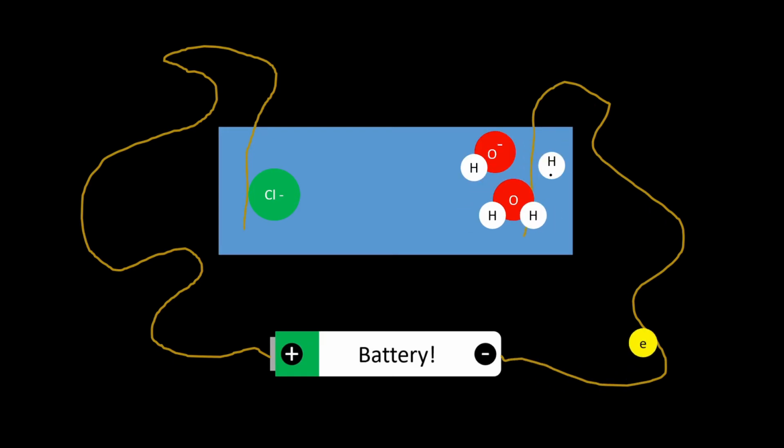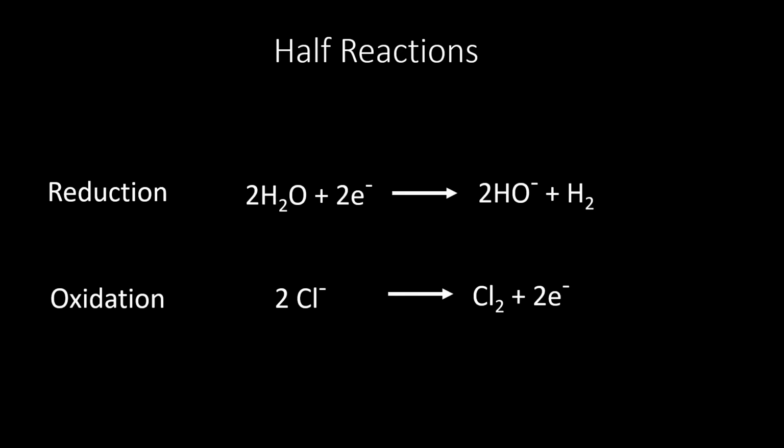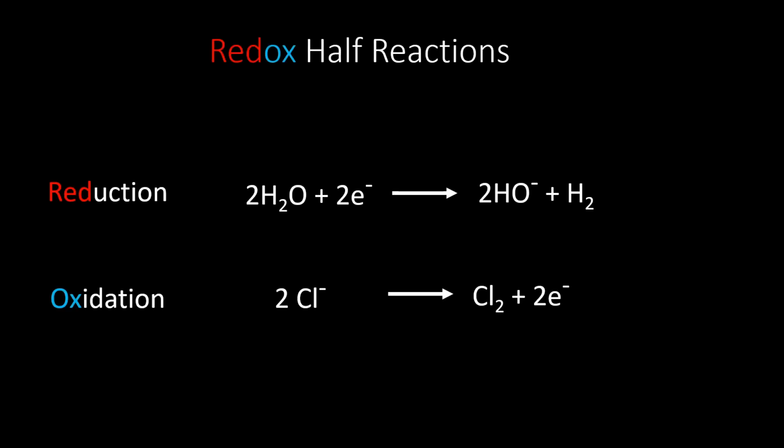When two electrons are transferred, we would create two negatively charged hydroxide ions and a molecule of hydrogen. Unlike the sodium, the chloride would indeed react and lose an electron. As soon as two chloride ions each lost one electron, or 2 electrons total, these newly oxidized chloride atoms would combine to form chlorine gas. These two separate reactions, the reduction of water and the oxidation of chloride, are called half reactions, or redox half reactions.